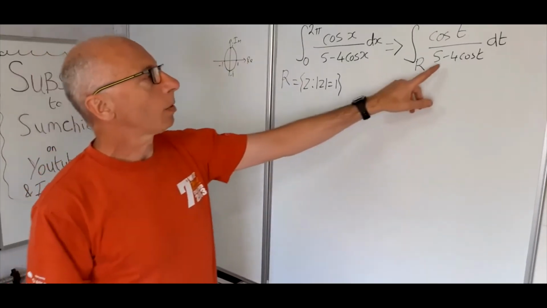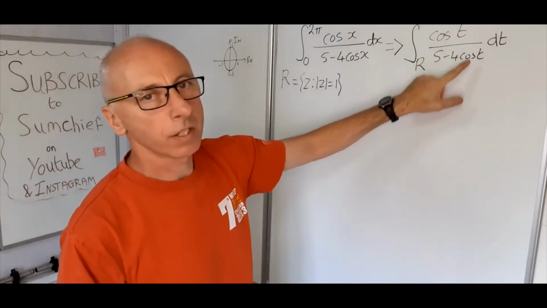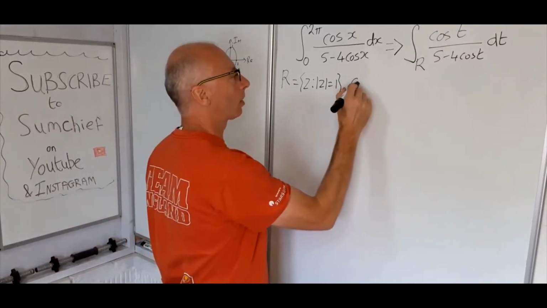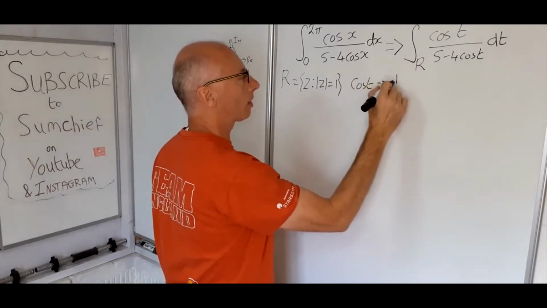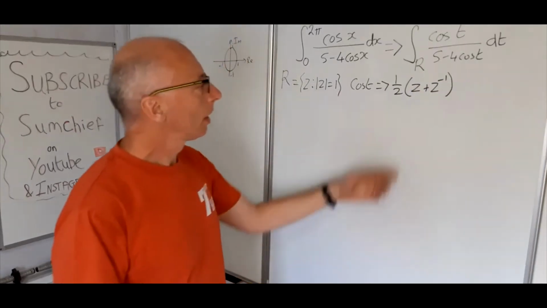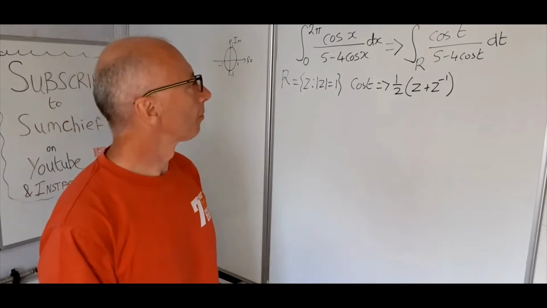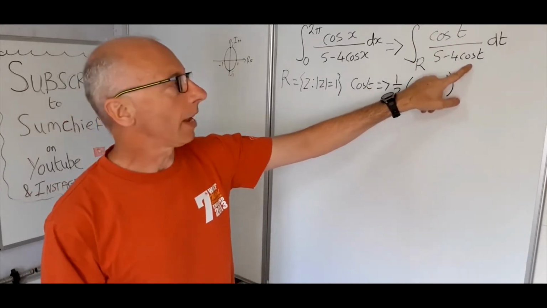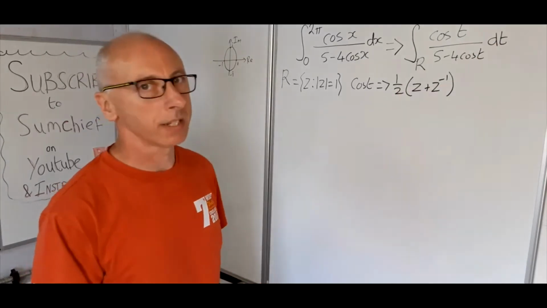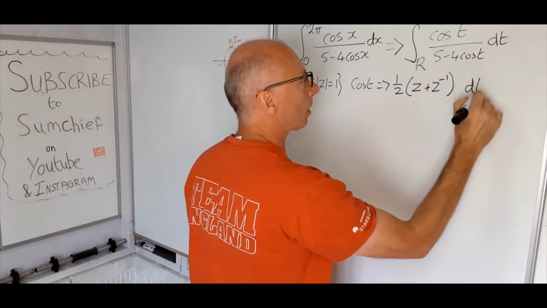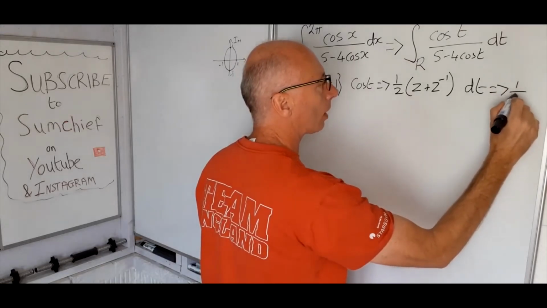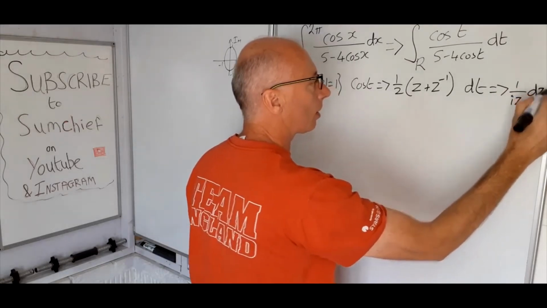Now when we're going into the complex world, we need to translate these cosines into their complex form. Cosine of t is a half of z plus z to the minus 1. That's the complex form of cosine. Now we import those in there. But as we're going into the z world, we need to change this dt to be a dz, and dt then becomes 1 over iz dz.